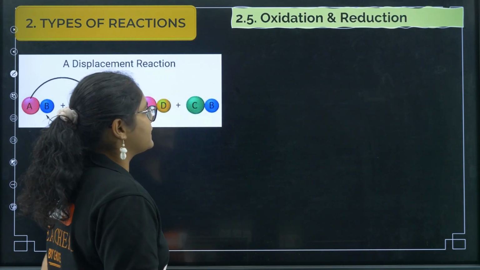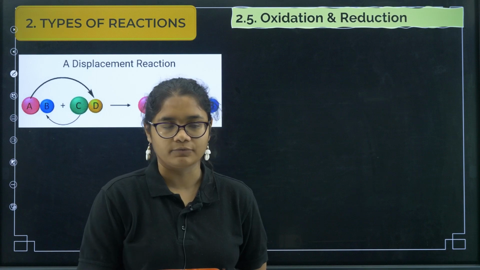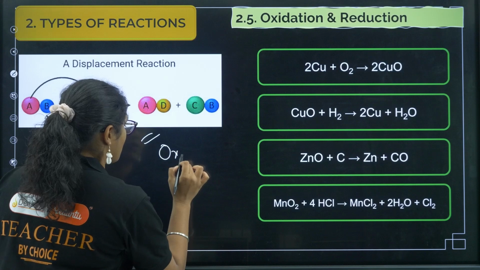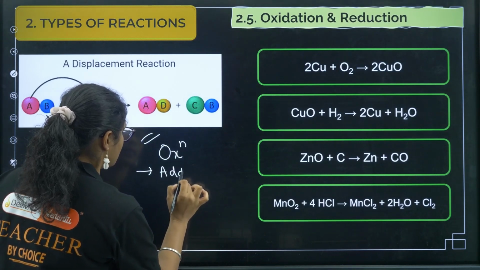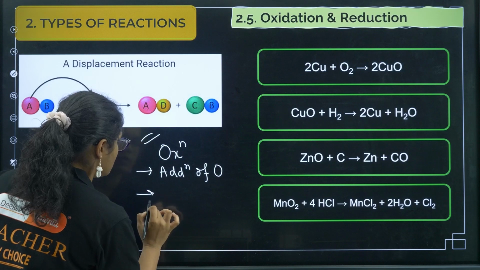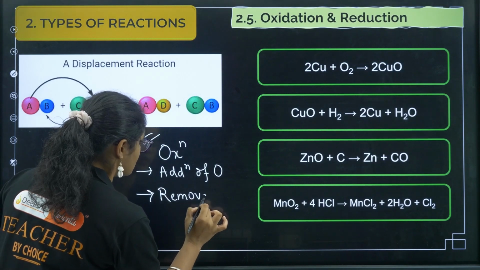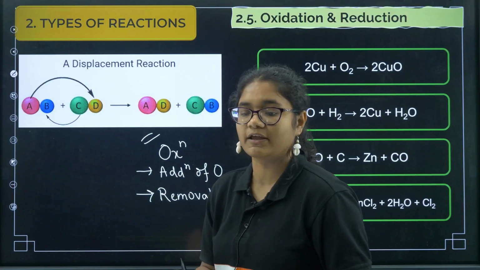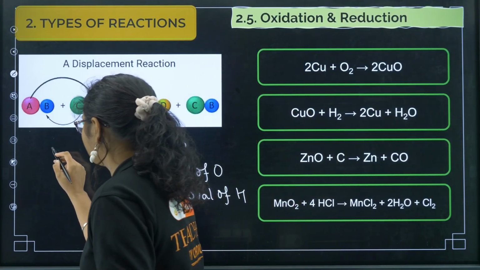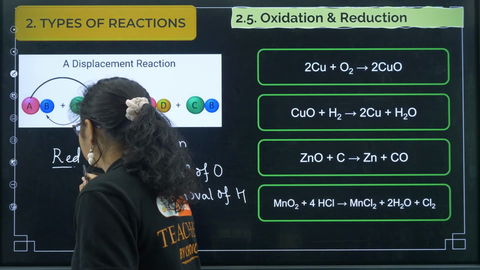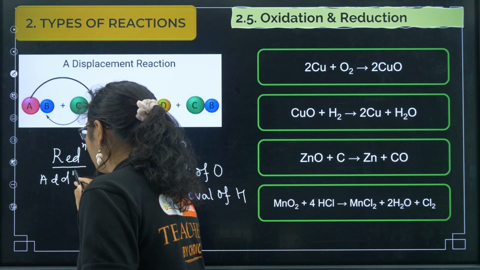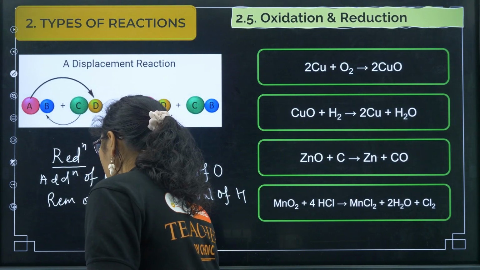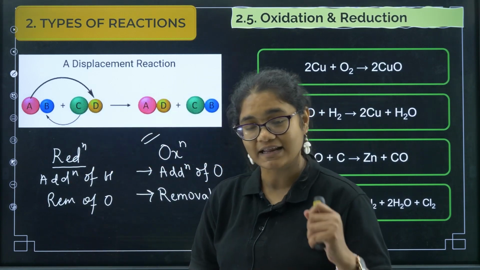Now we'll go to the next kind of reaction, that is oxidation and reduction. So oxidation, what is the definition? Oxidation means addition of oxygen or removal of hydrogen. This is the definition of oxidation. Similarly, if you want the definition of reduction: reduction is addition of hydrogen and removal of oxygen. Now we'll understand this with examples.